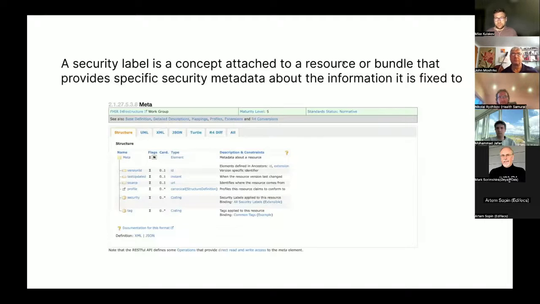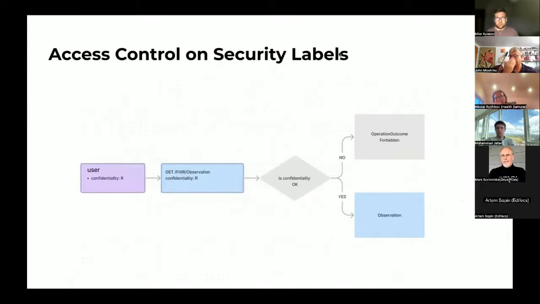So as previously was told, a FHIR security label is just a concept attached to a resource or a bundle meta that defines some additional security information about what it talks about. So taking this knowledge on one hand and putting it into the flow, it looks like this. We can enhance our access control layer with pre-built security label flows.